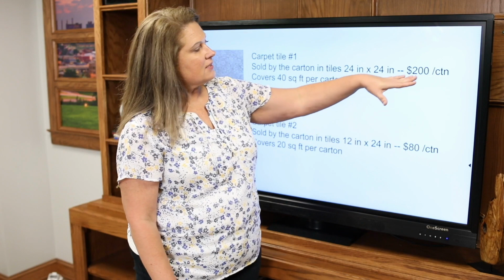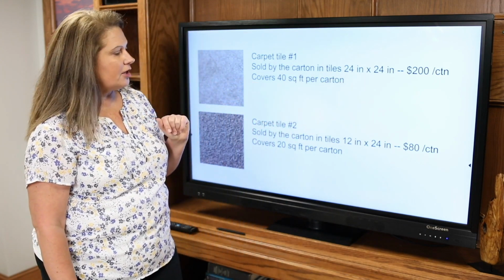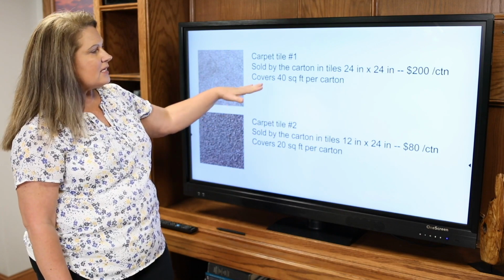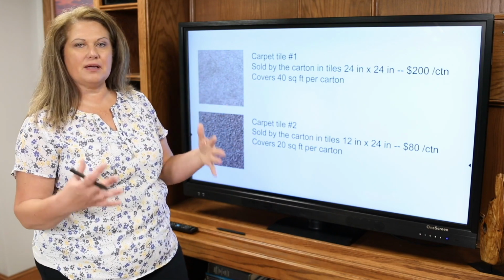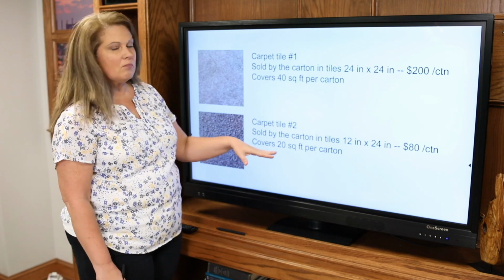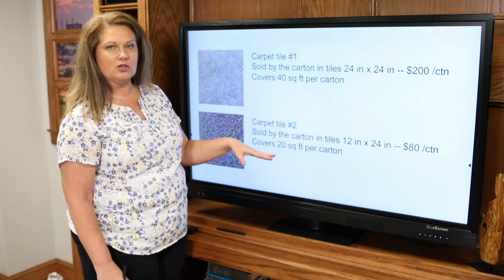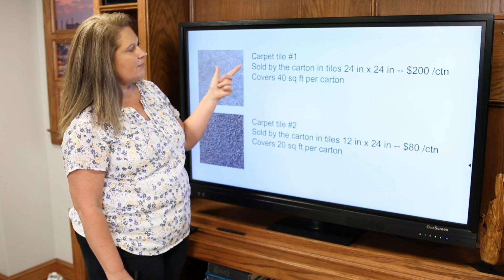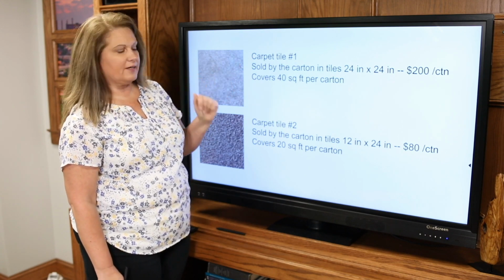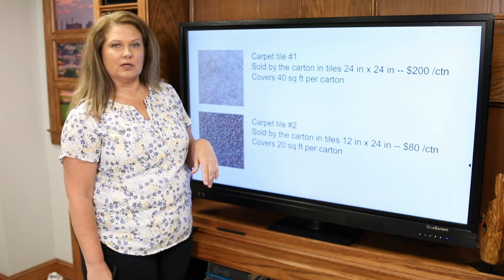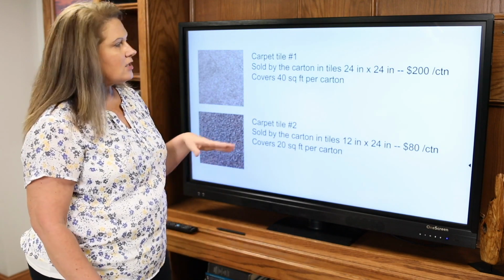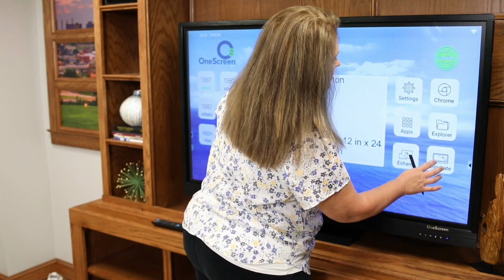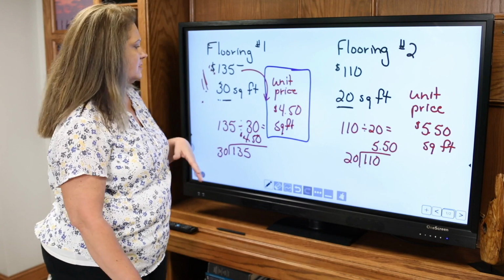They both come in cartons. The first one is $200 a carton. The second one is $80 a carton. But notice the square footage. There's a big difference. You're going to need a lot more of carpet tile number 2, the cartons, versus carpet tile number 1. Because carpet tile number 1 gives you 40 square feet, while carpet tile number 2 gives you 20. So let's go back to the whiteboard and take a look and compare those.